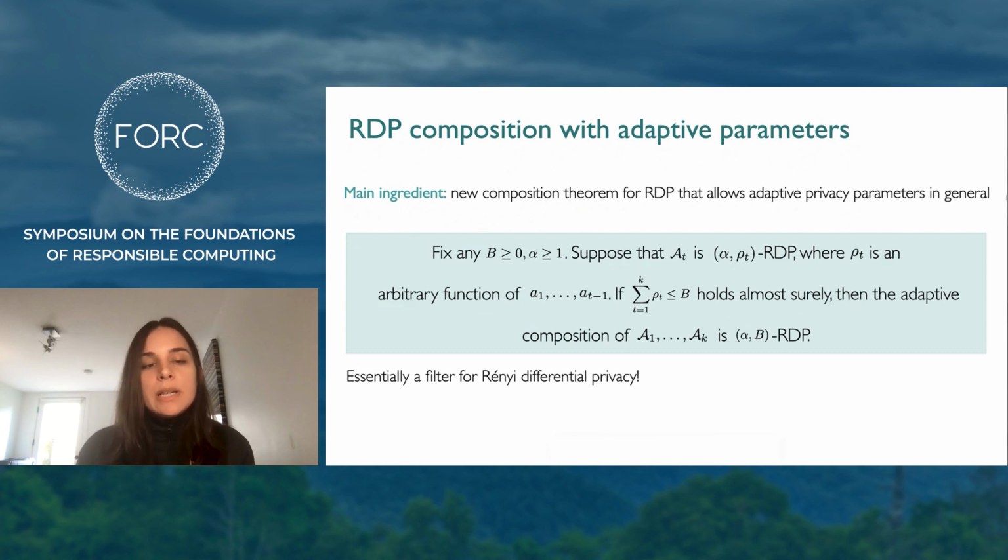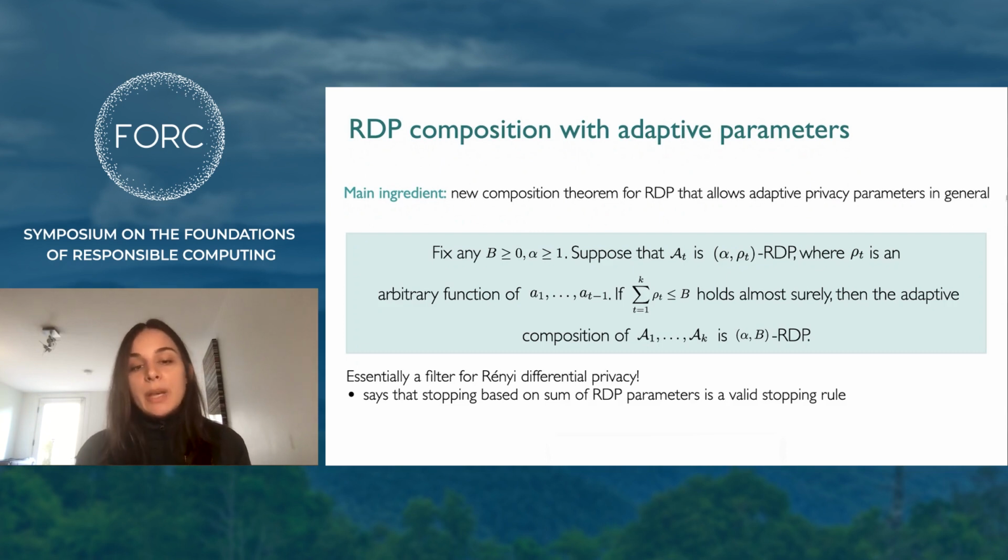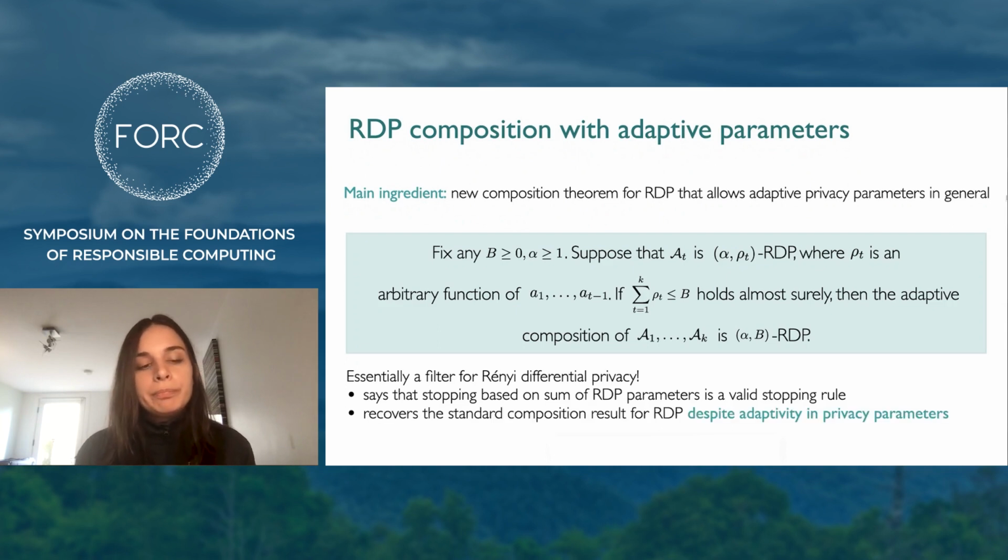And note that this statement is essentially a filter for Rényi differential privacy, because what it says is that stopping based on the sum of RDP parameters is a valid stopping rule. And importantly, it recovers the standard composition result for RDP despite adaptivity in privacy parameters. As in usual composition of RDP, we simply add up all the privacy parameters.